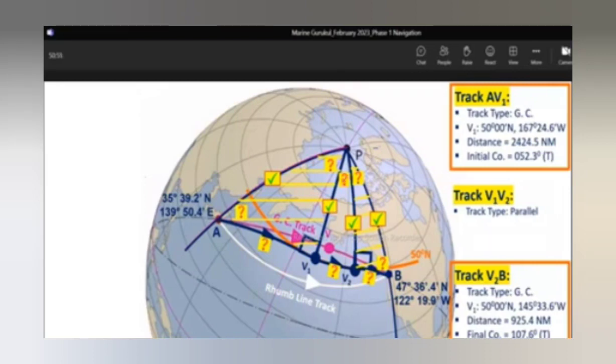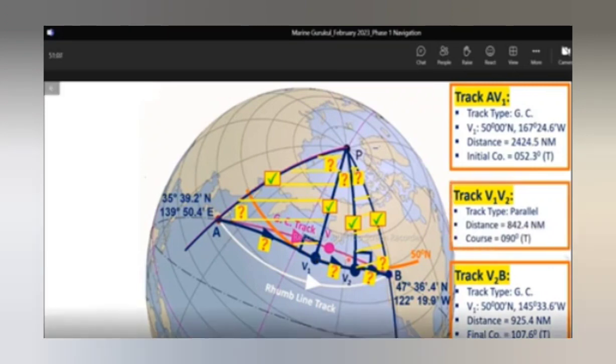Now, knowing the D long between V1 and V2 and knowing the latitude along which parallel sailing is being executed, we can calculate the distance V1, V2 by the parallel sailing formula. So we have calculated the distance V1, V2 using the parallel sailing formula. Departure is equal to D long into cos of M lat, or in this case cos of limiting lat. So is this part okay, beta? Understood?